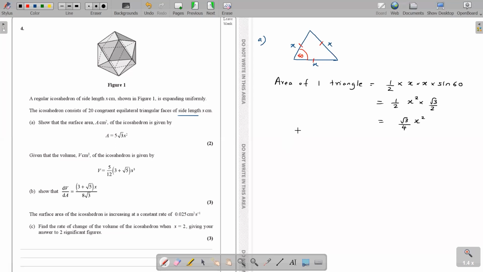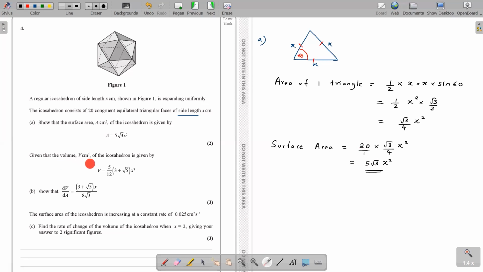So then what is the surface area? Surface area of the icosahedron is this multiplied by 20. So 5 root 3 x square, which is exactly the show that, because the 4 and 20 will cancel out. And we get 5 root 3 x square. Is this clear? Then let's move to part B.